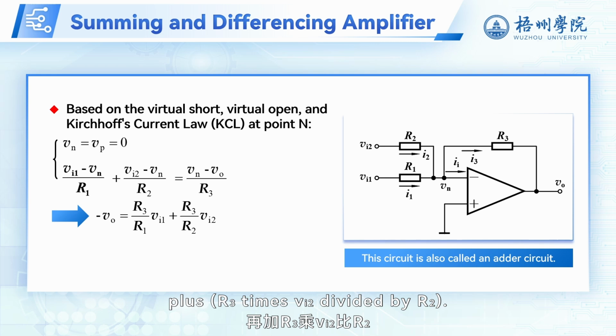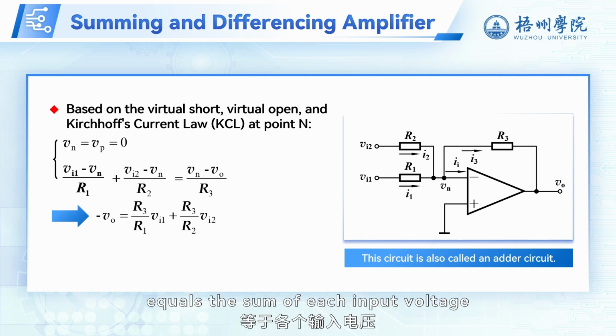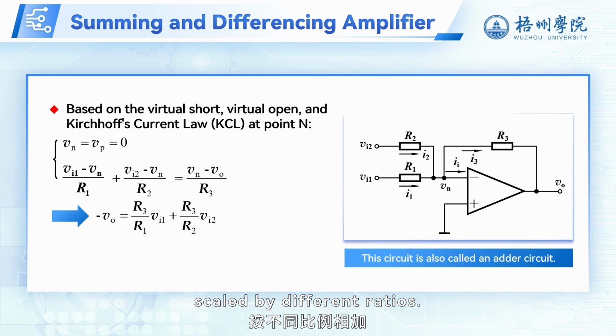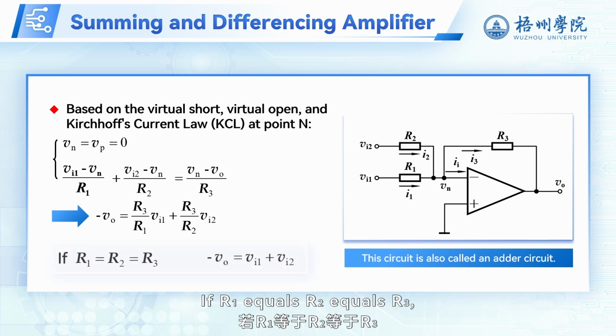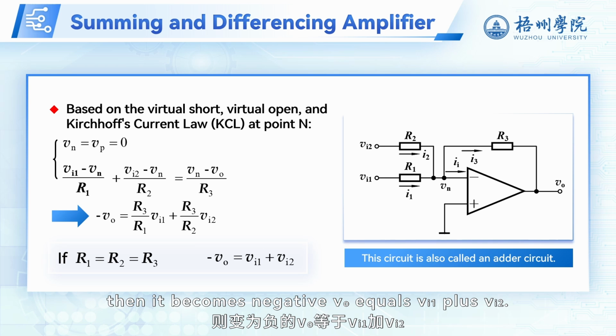This means the output voltage equals the sum of each input voltage scaled by different ratios. The negative sign indicates the inversion caused by the inverting input. If R1 equals R2 equals R3, then it becomes negative Vo equals Vi1 plus Vi2.